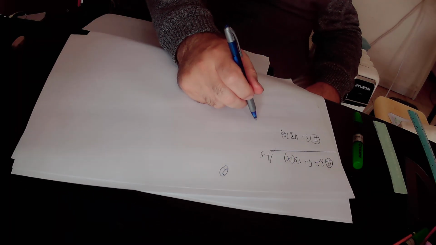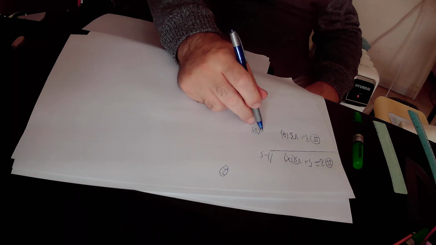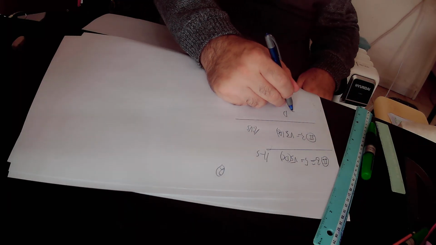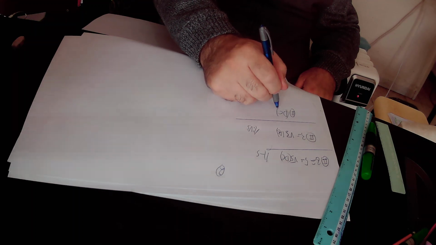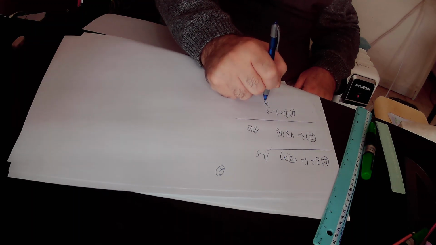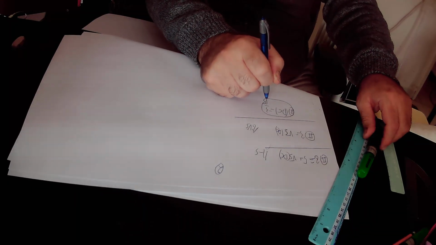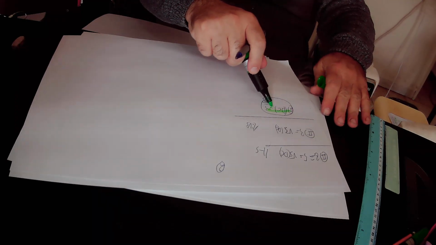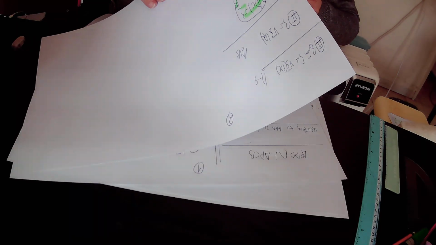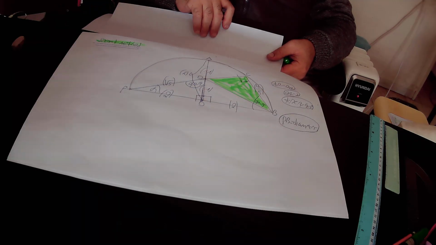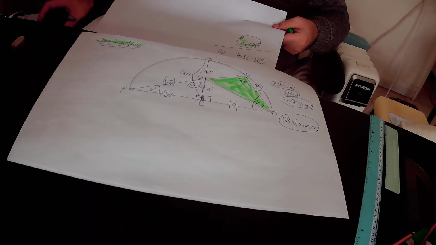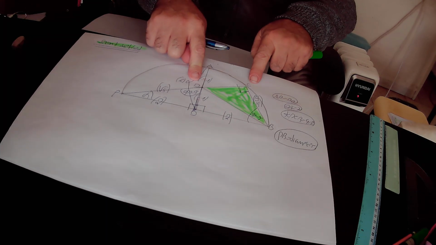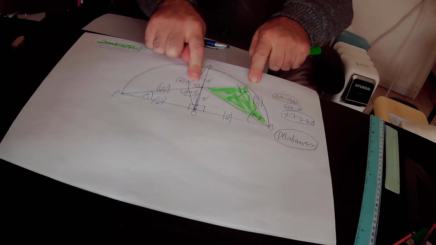Here we divide this equation by square root of 5. So we get that DC is equal to 3 over square root of 5 units in its length.